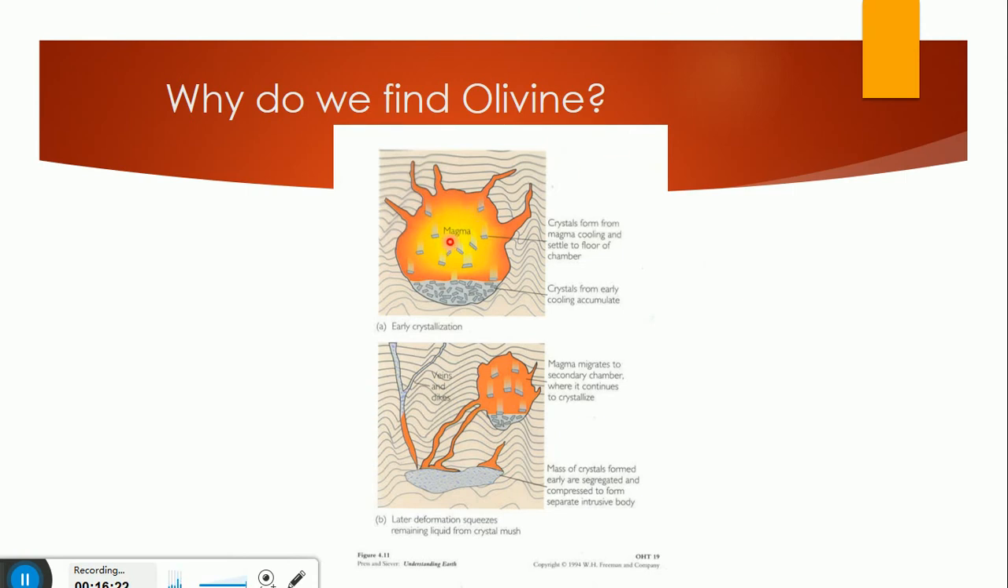Here the magma, due to cooling effect, the first crystal forms. The melting point of olivine is very high. No mineral will show this type of melting point. So when the magma cools down and reaches the melting point of olivine, the olivine forms and settles down, and this is the early crystallization. When the later deformation is squeezed, the remaining liquid from the magma is sifted and crystals form.